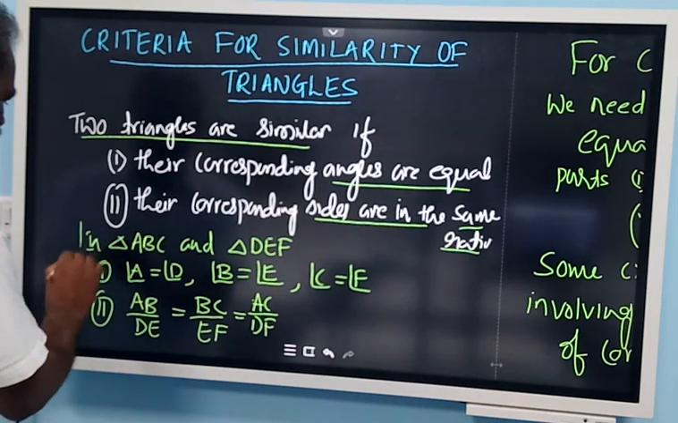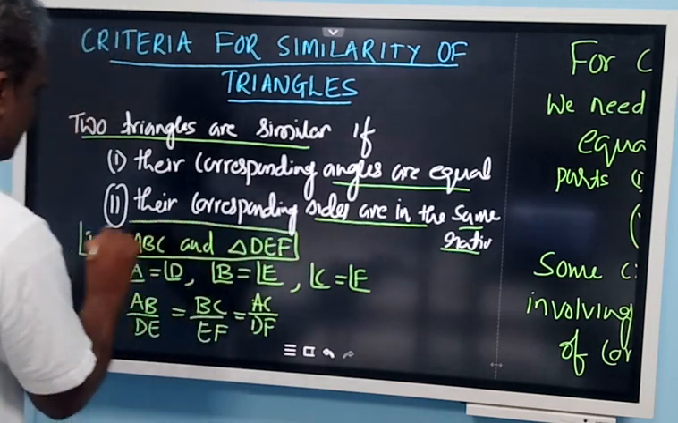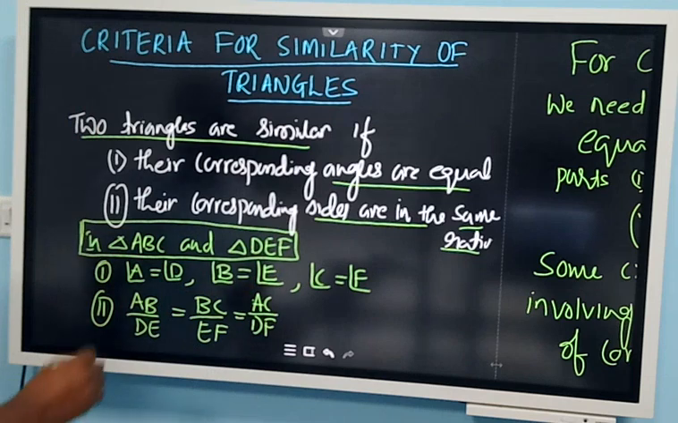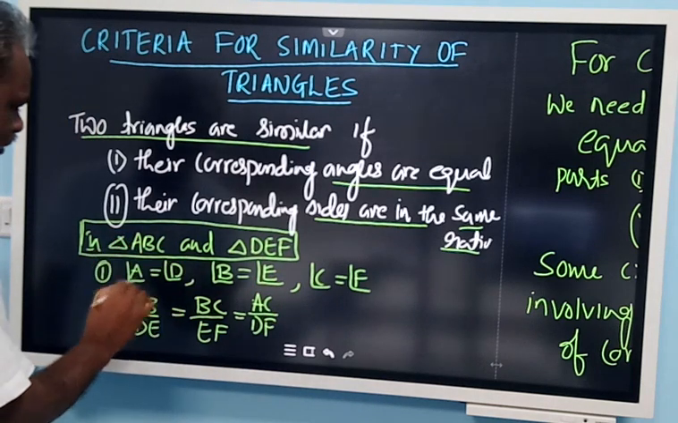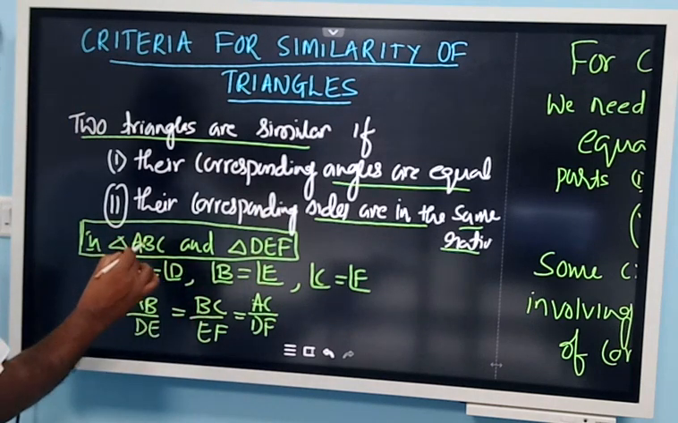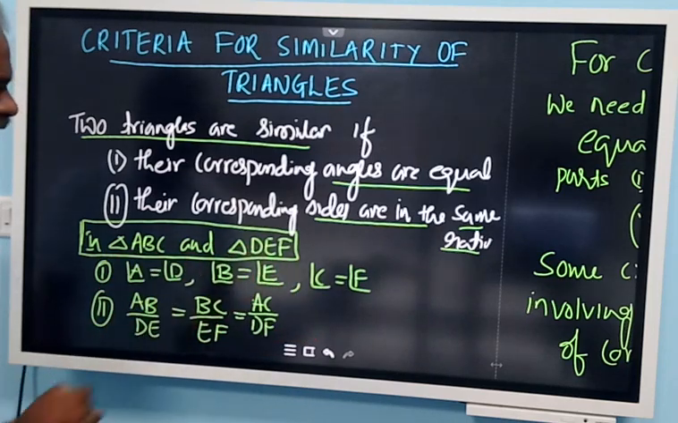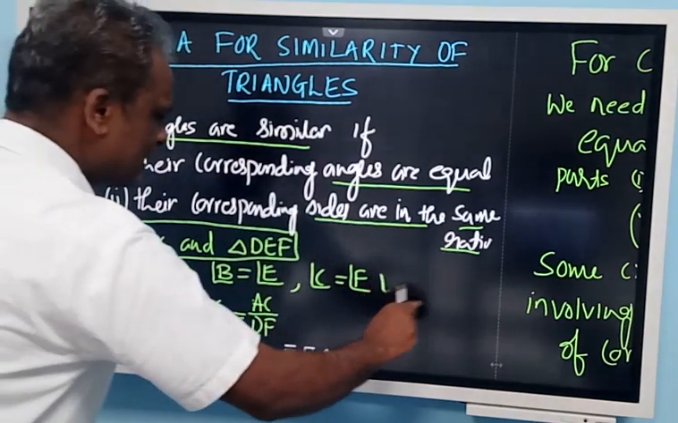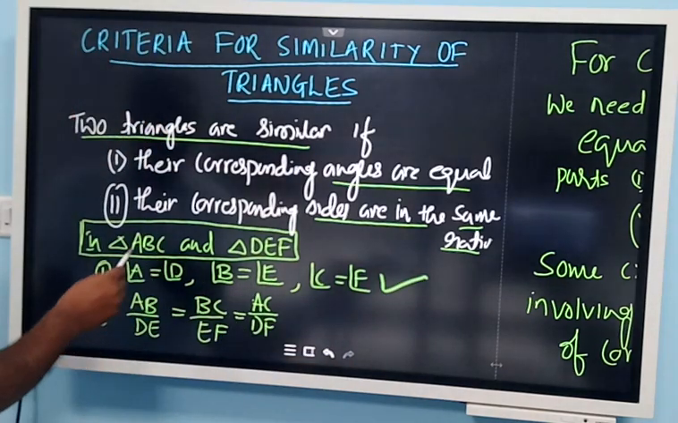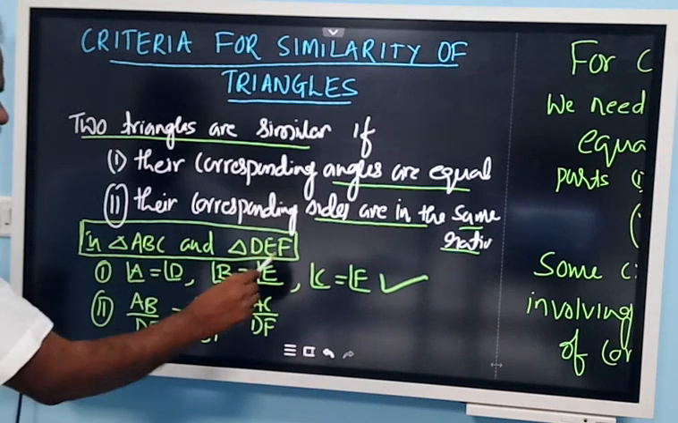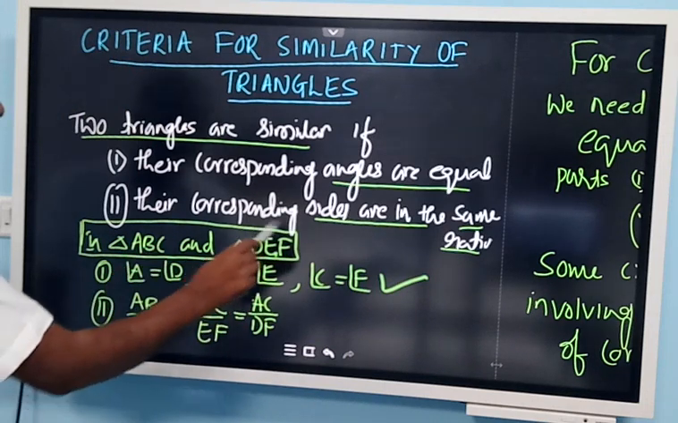Suppose I consider two triangles, say ABC and DEF. If angle A is equal to angle D, angle B is equal to angle E, and angle C is equal to angle F, the corresponding angles are equal. Then the corresponding sides are in the same ratio: AB divided by DE, BC by EF, and AC by DF.